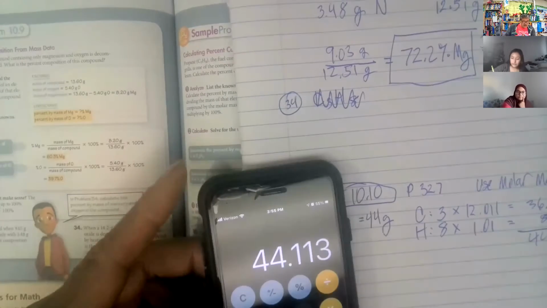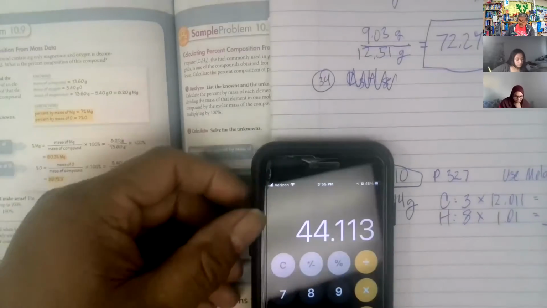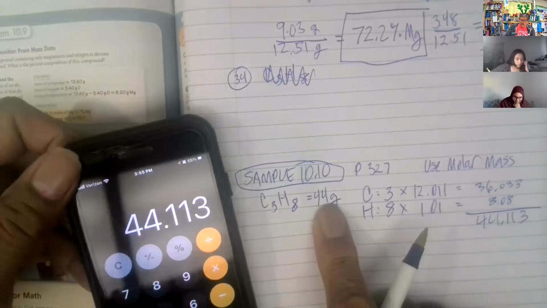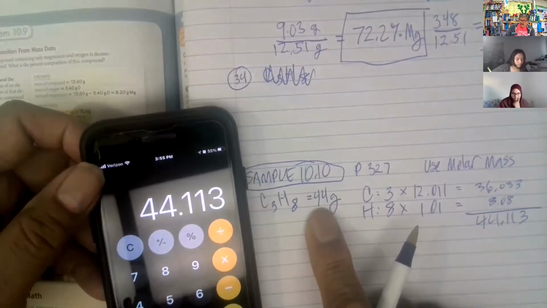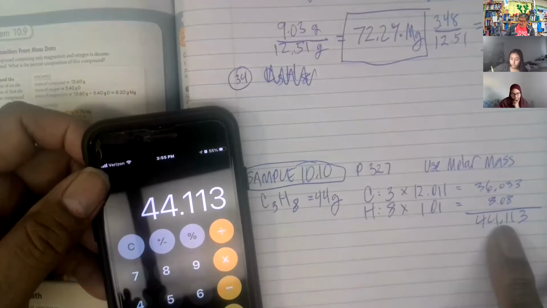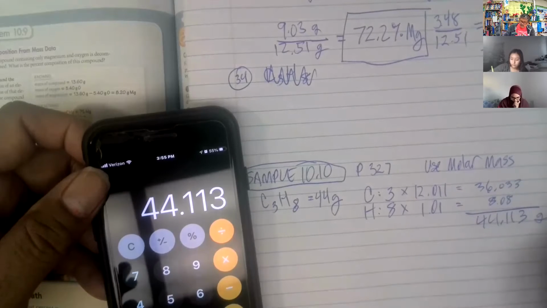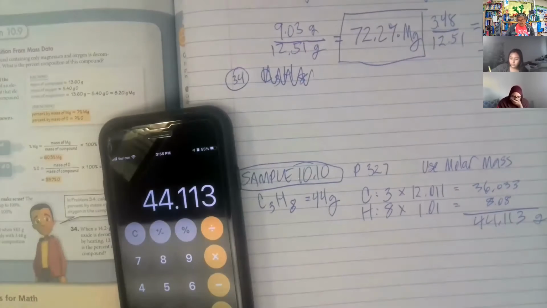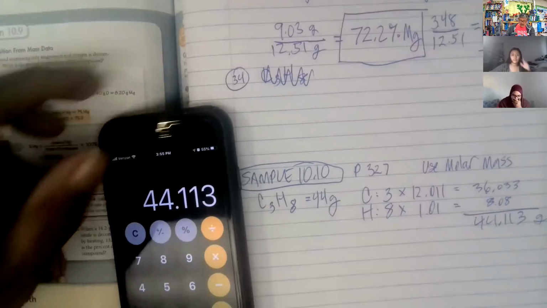44.113. So I was going with just 44. So my answer would have been in 2 significant figures. Here's 3 sig fig. I can bring it to 44.1 grams per mole if I really need to. All right, I think 44 is just going to be fine.